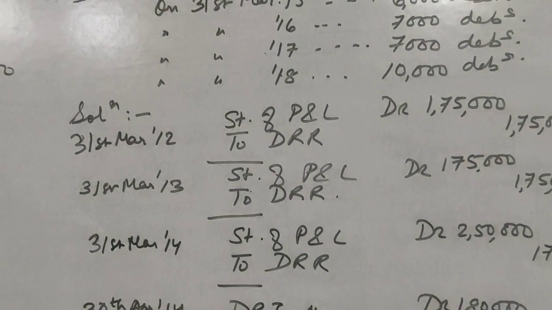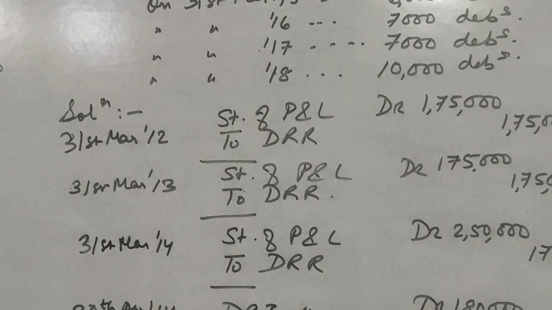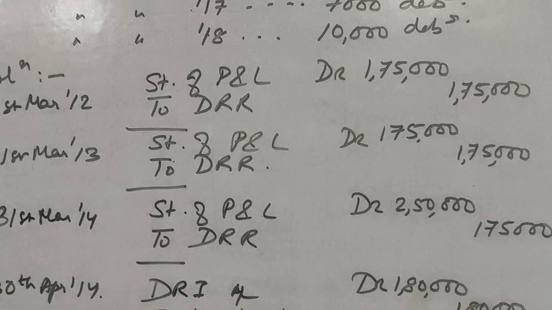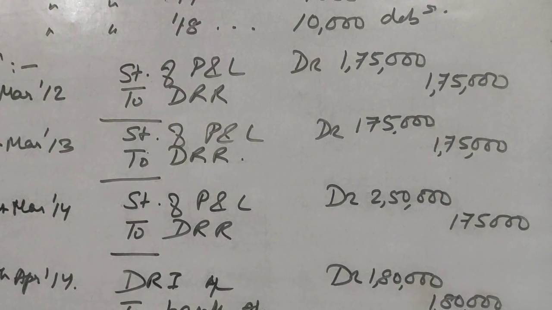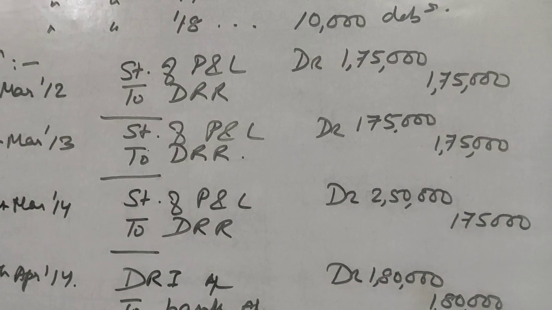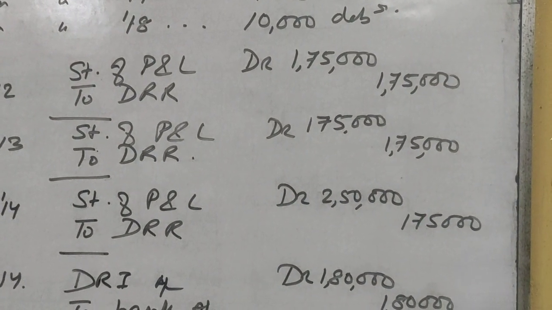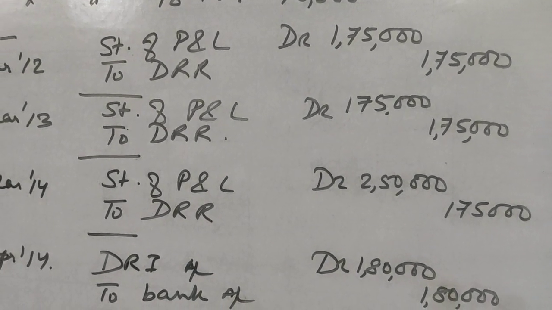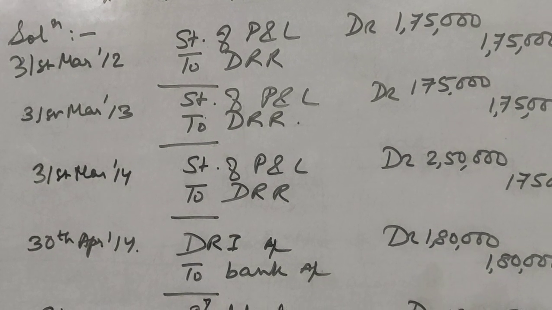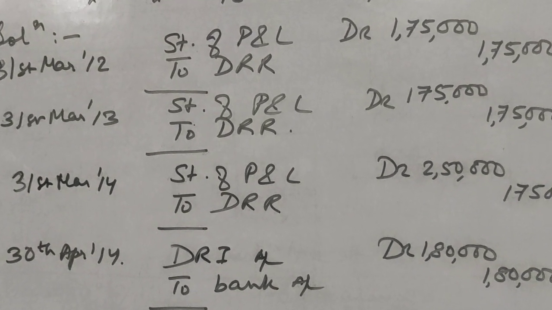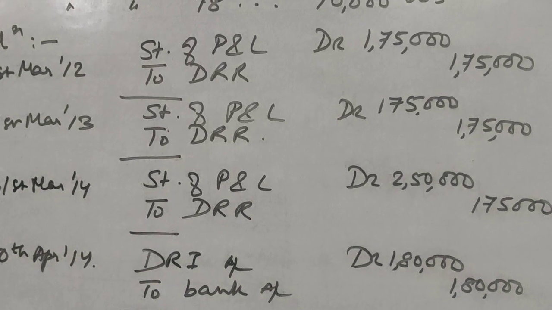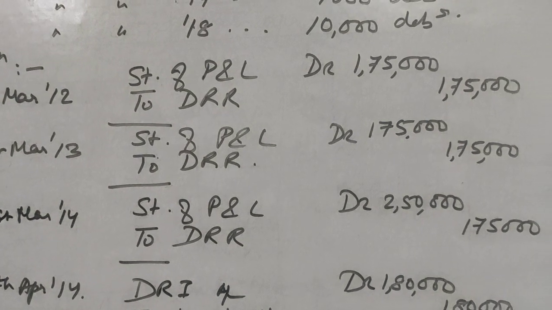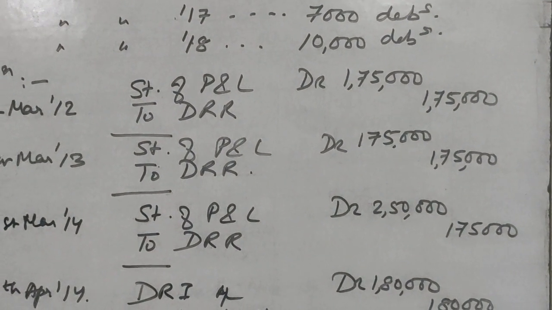Then again on 31st March 2013, we will transfer 1,75,000 to debenture redemption reserve. So the next entry will be statement of profit and loss debit 1,75,000 to debenture redemption reserve 1,75,000. Then on the 31st of March 2014, the remaining amount should be transferred to debenture redemption reserve. So the remaining amount is coming to 2,50,000.